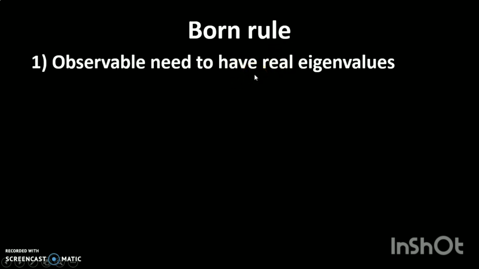We can use our physics intuition to derive the mathematical properties that physical observables should have. First, observables need to have real eigenvalues. Intuitively, it does not make sense for a particle to have 2 plus 3i energy. Physical quantities are inherently real.